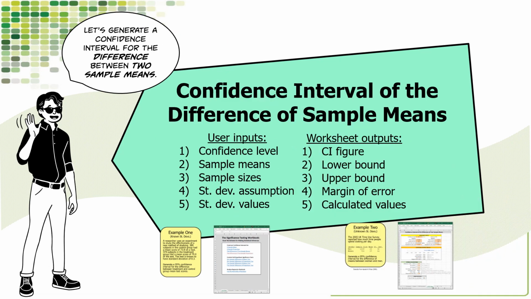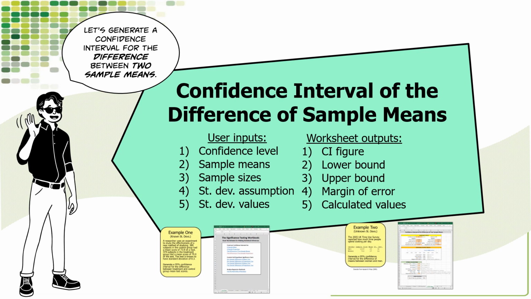I'm going to show you how to use the Excel Companion Significance Testing Workbook to generate confidence intervals for the difference between two sample means. I'm assuming you already understand a few essential concepts. I'm assuming that you know how to make mean comparisons with interval level data and that you understand the foundations of inferential statistics, especially the concept of confidence intervals. This video is for people who already know what confidence intervals are and now just want to learn how to generate them with an Excel worksheet.